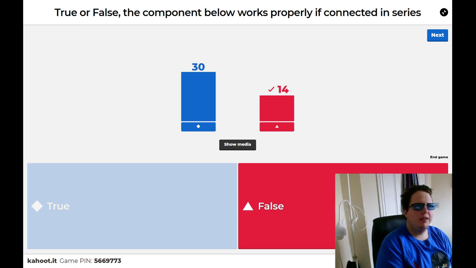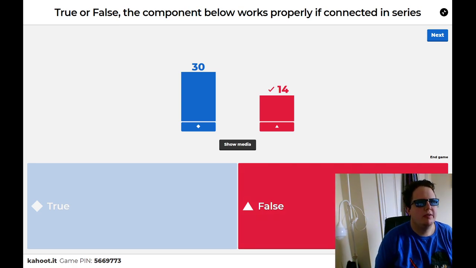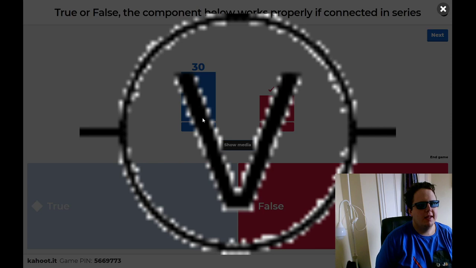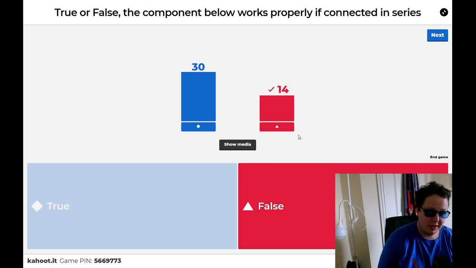Okay, yeah, well done. Those 14 people, yeah, remember that component that we saw, if I bring the picture back up, that's a voltmeter. So voltmeters have to be connected in parallel across the component that you're measuring. So well done to those 14 people.